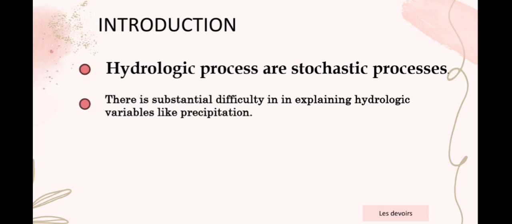So, there is substantial difficulty in explaining hydrologic variables like precipitation. Kasi nga, dahil sa randomness nito, pabago-bago, hindi natin alam kung kailan nga ba, halimbawa pag kukuha tayo ng data, hindi natin alam kung kailan uulan ng malakas or kung kailan uulan ng hindi malakas. So, kailangan lamang natin dito is yung concept of statistics and probability to deal with the rainfall data.